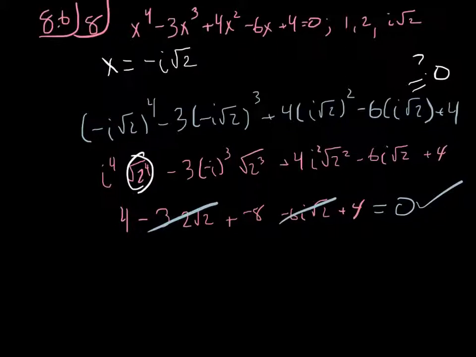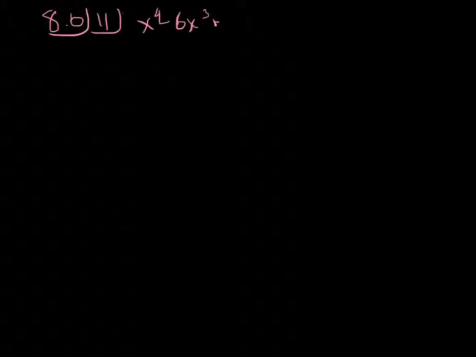So that's 8.6, number 8. Okay, this is 8.6, number 11. So that's x to the fourth minus 6x cubed plus 60x minus 100 equals 0. And it tells us 3 plus i is a root. Okay, it wants us to solve this given the root. If that's a root, then its conjugate, 3 minus i, is a root.